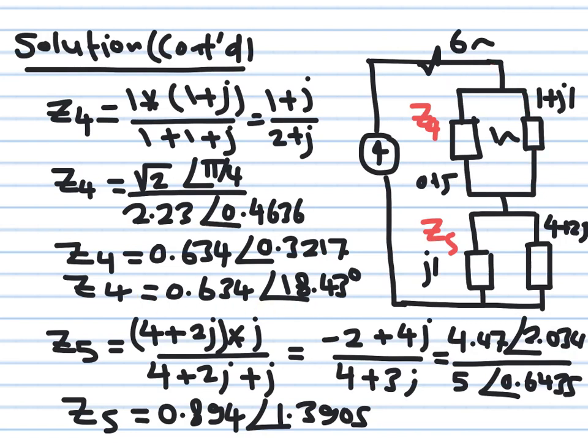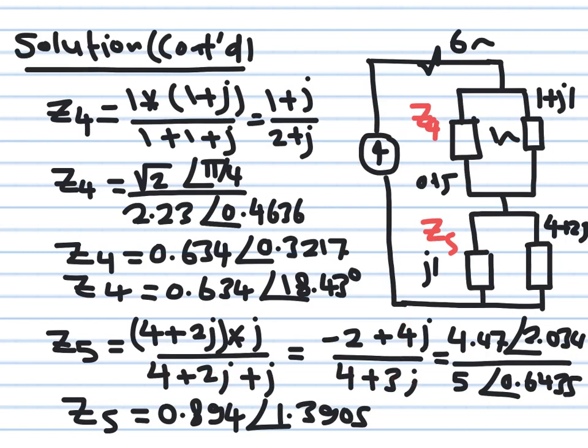Now we do the same for the impedance Z5. Z5 is J1, which is this one, in parallel with 4 plus J2. So you apply the expression for parallel combinations: J1 multiplying 4 plus J2 over J1 plus 4 plus J2. Again, J by J will give you minus 2, so this becomes minus 2. J by 4 will give you 4J. Now, when you combine this 4 plus 2J plus J, you get 4 plus 3J.